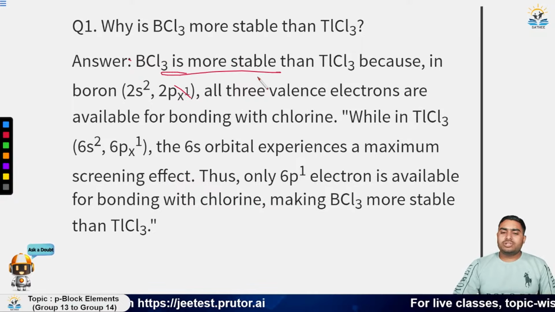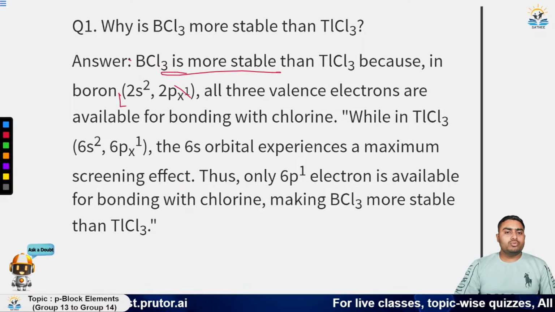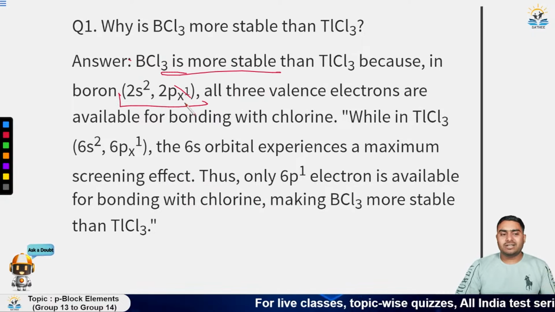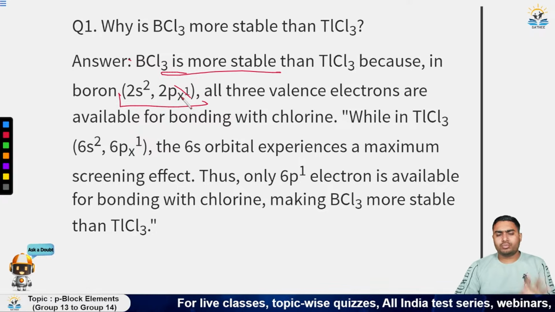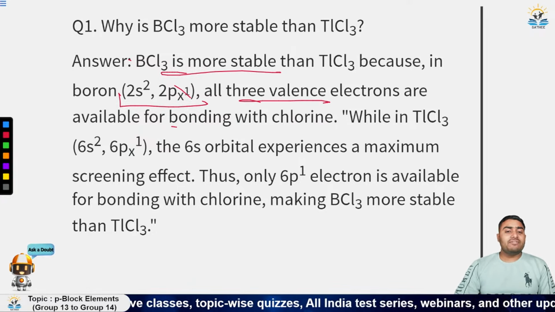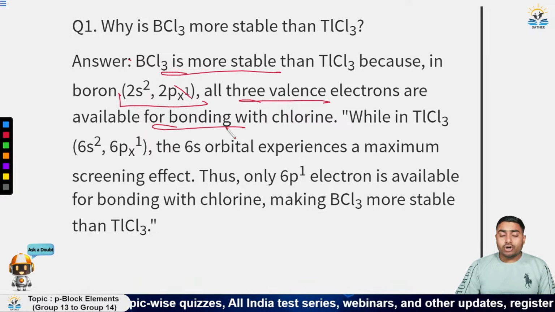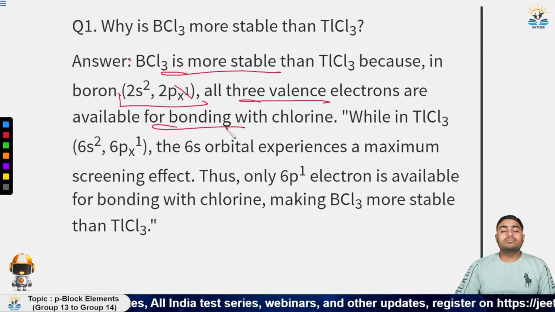Answer: BCl3 is more stable than TlCl3 because in boron the configuration is 2s2 2px1. This is the last shell electron configuration. Simply you can write 2p1, no problem. All 3 valence electrons are available for bonding with chlorine because, you know, due to the shielding effect.